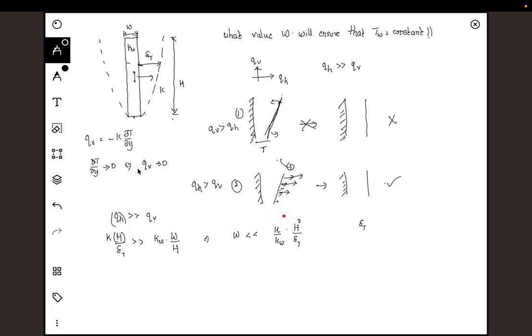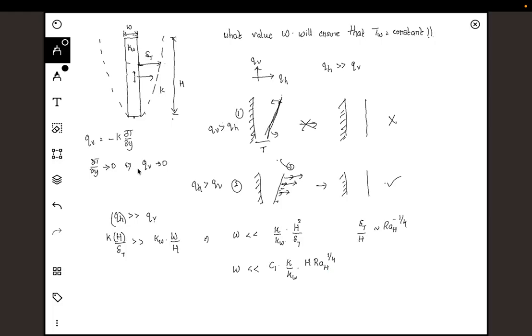So if this is true, then isothermal is valid. And for the isothermal laminar boundary layer case, we have delta by H scaling as Ra_H to the power minus 1 by 4. So if I substitute that back here, W should be less than some constant times K by K_W times H times Ra_H to the power 1 by 4. Just take the inverse of it, that will be H times Ra_H to the power 1 by 4.